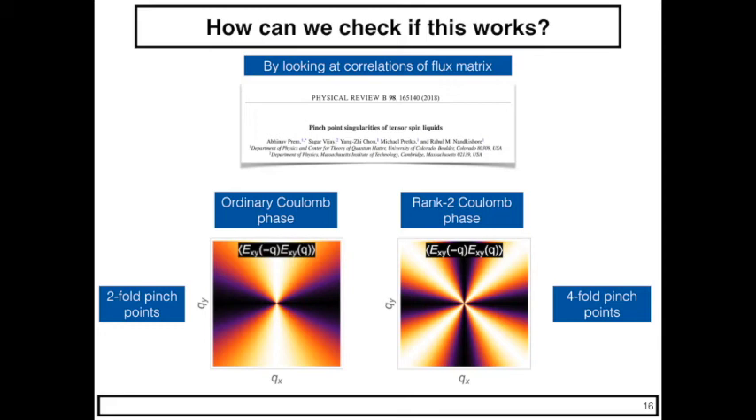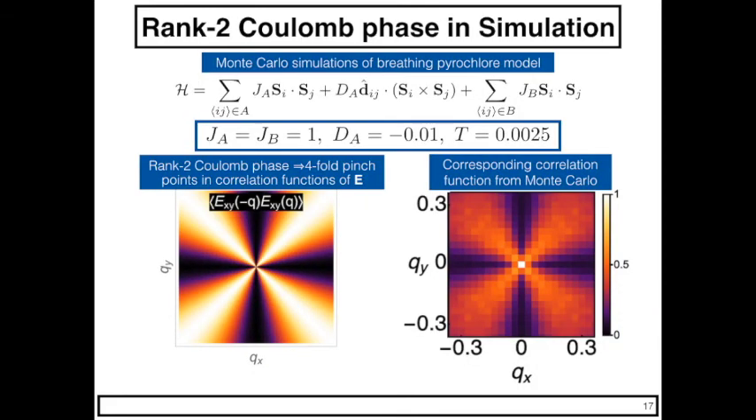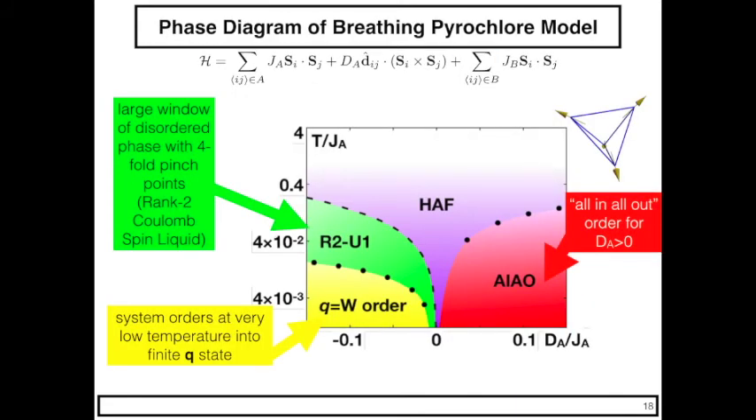And, lo and behold, when we do that, the Monte Carlo simulations indeed show these fourfold pinch point structures in the correlations of the flux matrix, demonstrating that the simulations really find a rank-2 Coulomb phase for those parameters where we would expect it and at sufficiently low temperature. We've also used Monte Carlo simulation to look at the full phase diagram of our model, varying the strength of the Dzyaloshinskii-Moriya interaction and the temperature.